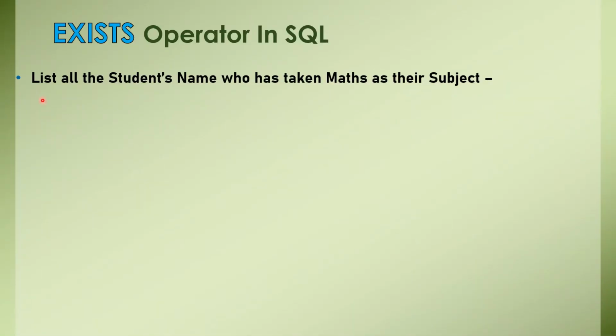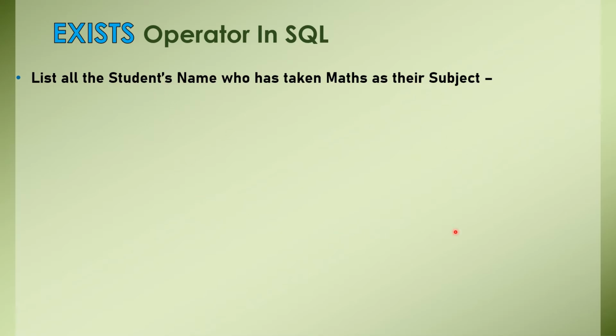Suppose I need to list all the student names who have taken up maths as their subject. Suppose you have a student table and a corresponding subject table, and you want to list all the student names who have taken up maths as their subject of interest. Suppose this is our business requirement and you have two tables, a student table and a subject table.